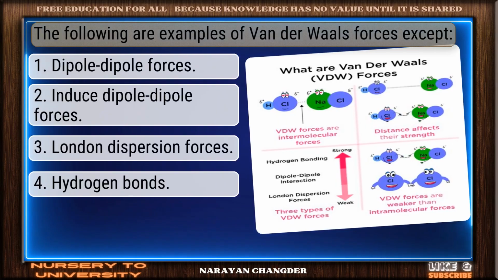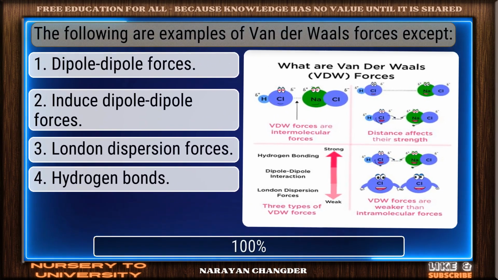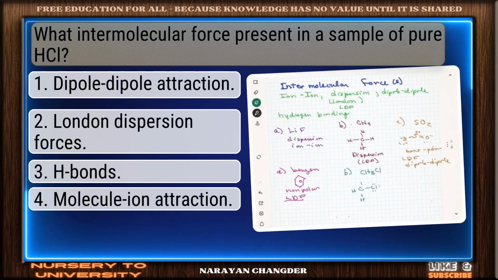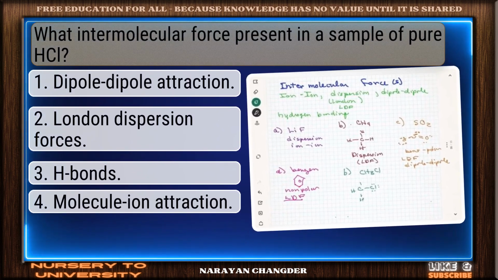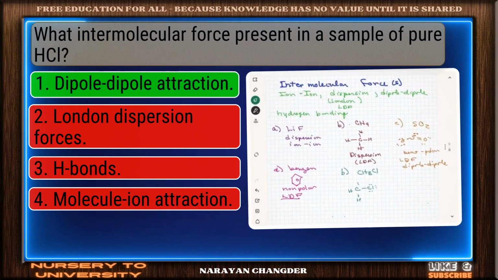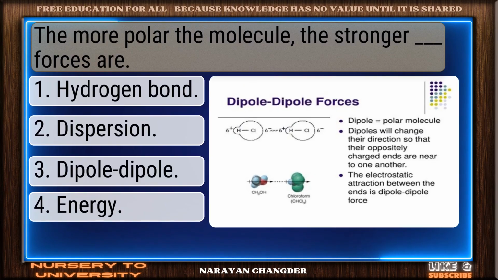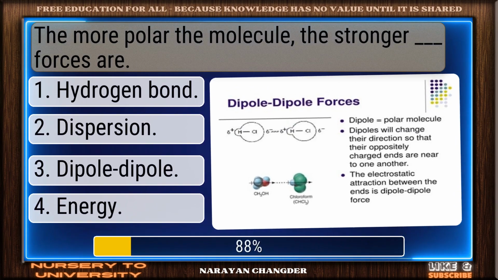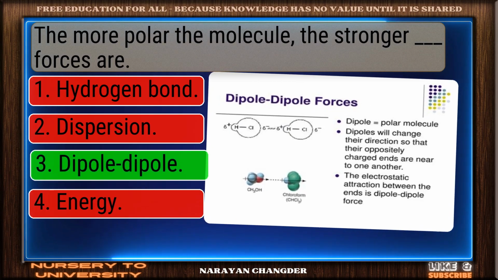The following are examples of van der Waals forces except. Exactly. Hydrogen bonds make sense, and it is the right choice. What intermolecular force is present in a sample of pure alkyl? On track. Dipole-dipole attraction is the correct answer. The more polar the molecule, the stronger dash forces are. Smart move. Dipole-dipole is an accurate answer.